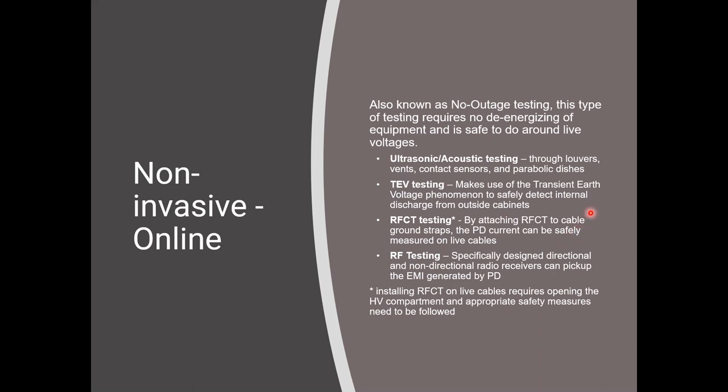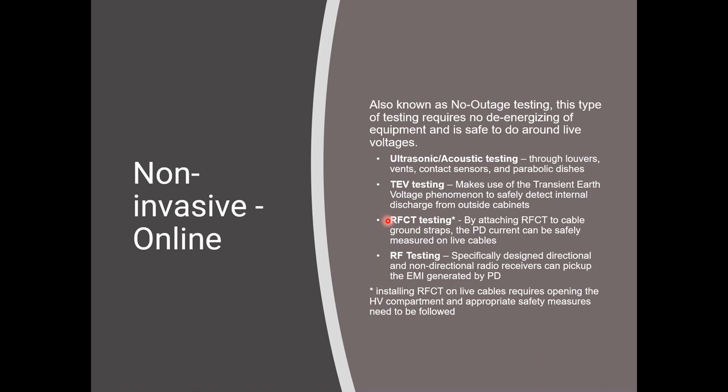Some of the methods that are used are ultrasonic testing. You use a series of ultrasonic microphones to listen for PD activity across the surface of the gear. Transient earth voltage is a capacitive coupled test where you capacitively couple to the metal of the switchgear. By capacitive coupling, you're measuring a phenomenon called transient earth voltage. It's created when a solid insulator has partial discharge in it. We'll look into this a little further, but you're able to see and measure this transient voltage when there is a breakdown of the solid insulator.